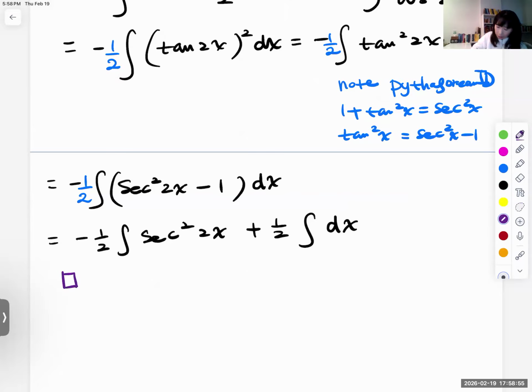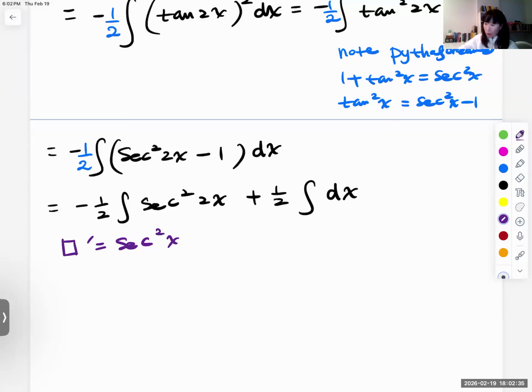What's the derivative to make us a secant square x? It's been a while, right? Derivative of tangent make us secant square x. Okay, so what's the derivative of a secant square 2x, right? I mean, we think about that. Yeah, antiderivative, right? So reverse.